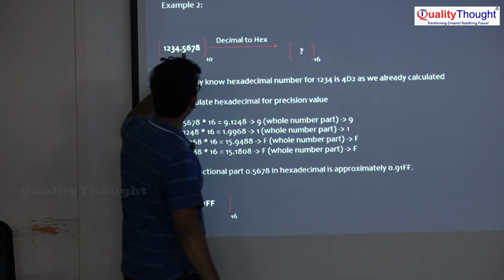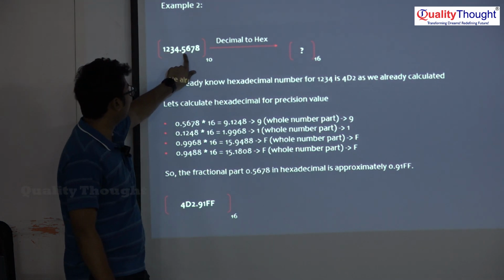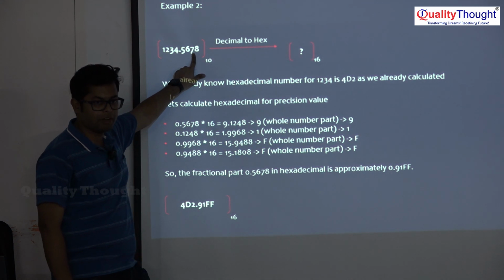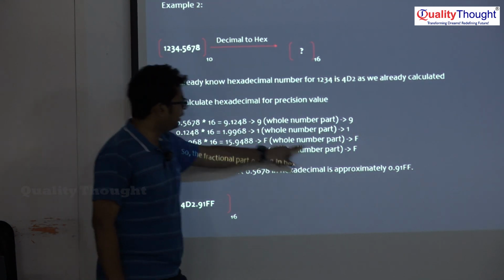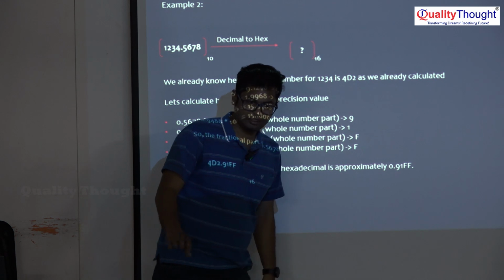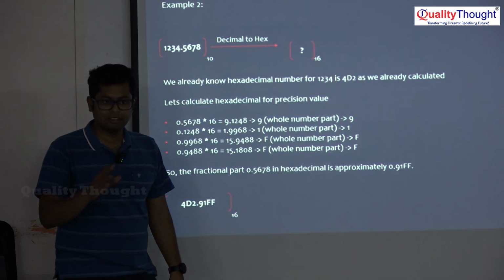Or what you can do is, how many fractional digits do I have over here? How many after the point? 4. So it reached 4, correct? Stop it there. Is it clear?